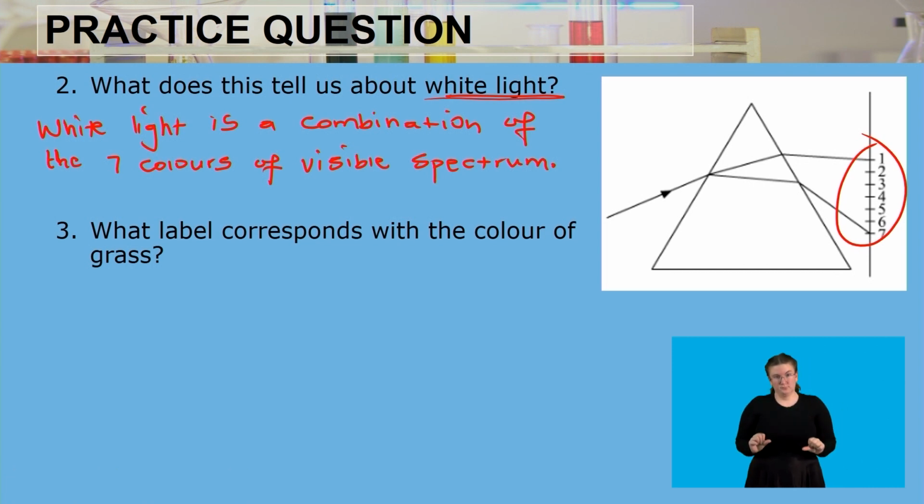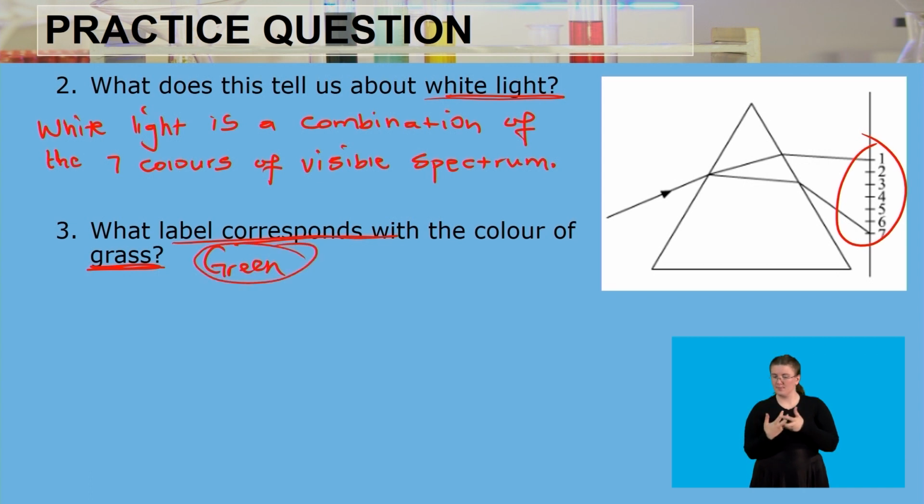Now, the next question is asking what label corresponds with the color of grass. Remember, if you and I know what the color of grass is, we know that grass cannot be blue or red. We know that grass is green. So, from the 7 colors that we're seeing here, which number or what label corresponds with green?